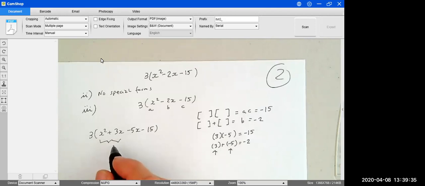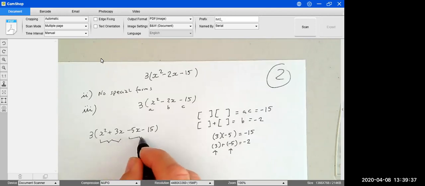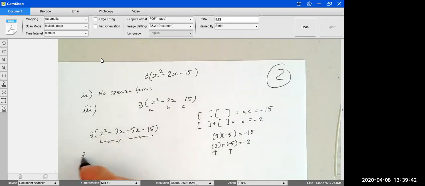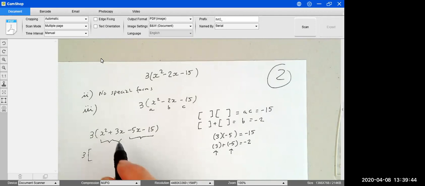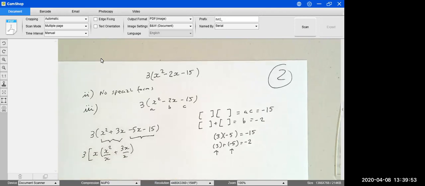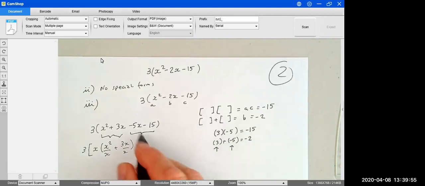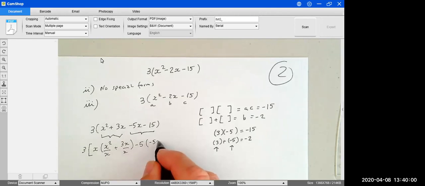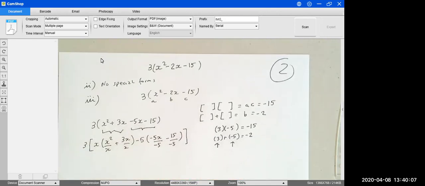Remember, we are practicing factoring, so that's the reason we are choosing the long way. So we have 3 here. Then the greatest common factor of these two is just going to be x that multiplies x squared over x plus 3x over x. So that's my first group. What is the greatest common factor for the second group? It's going to be negative 5 that multiplies negative 5x over negative 5 minus 15 over negative 5. So don't forget the negative signs.